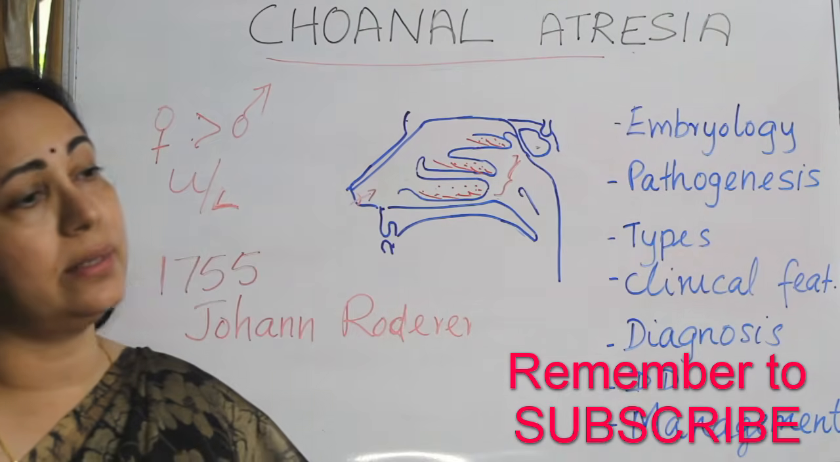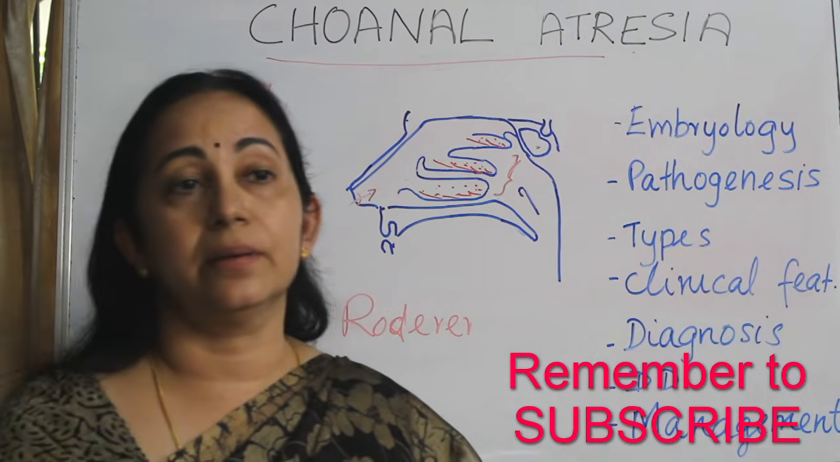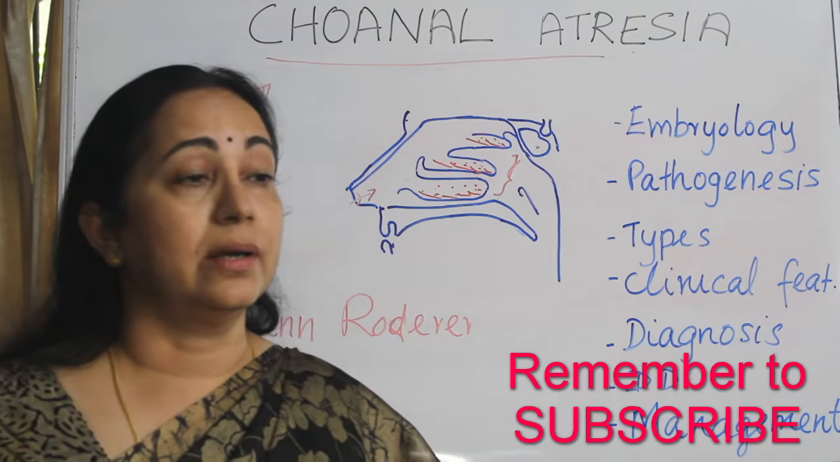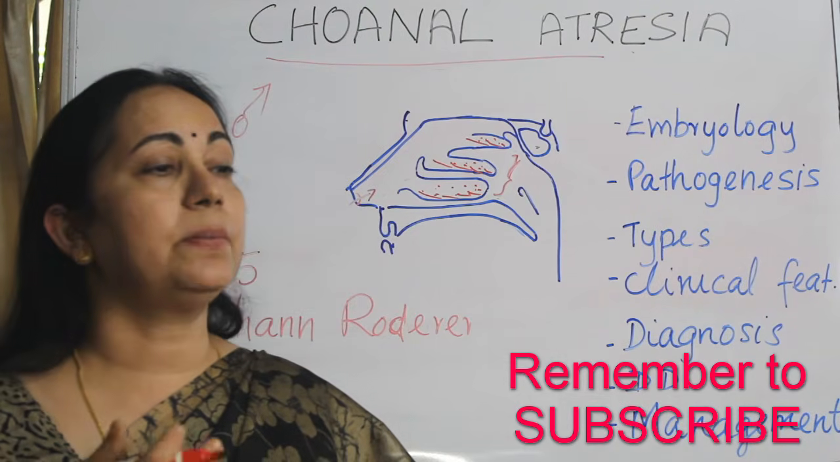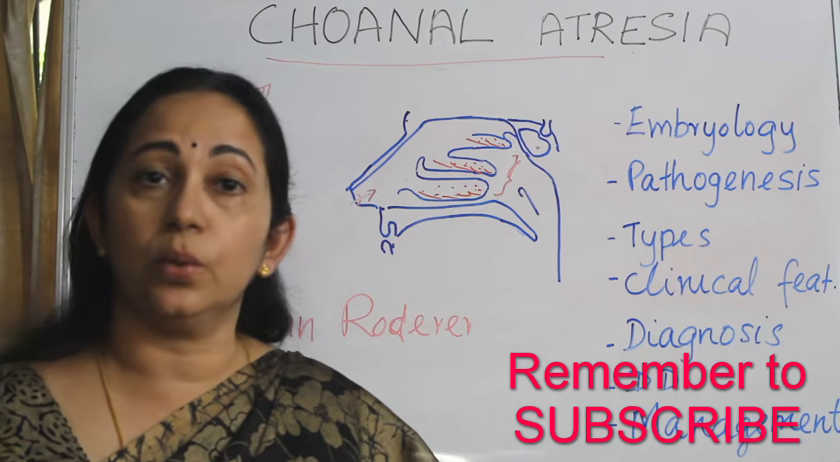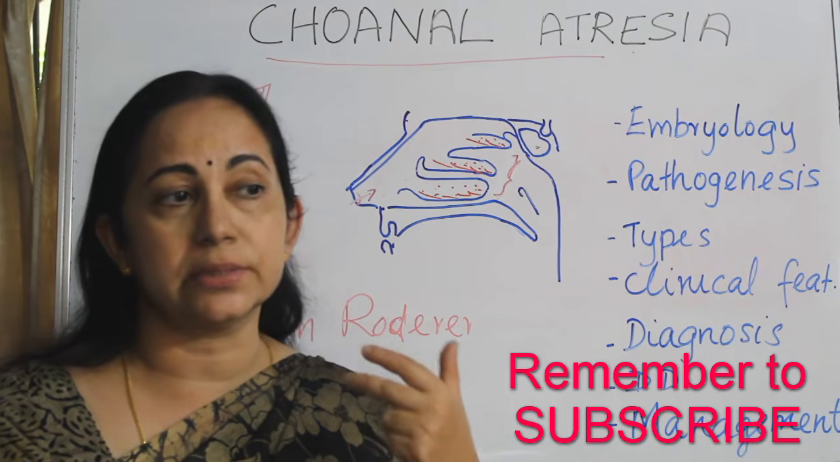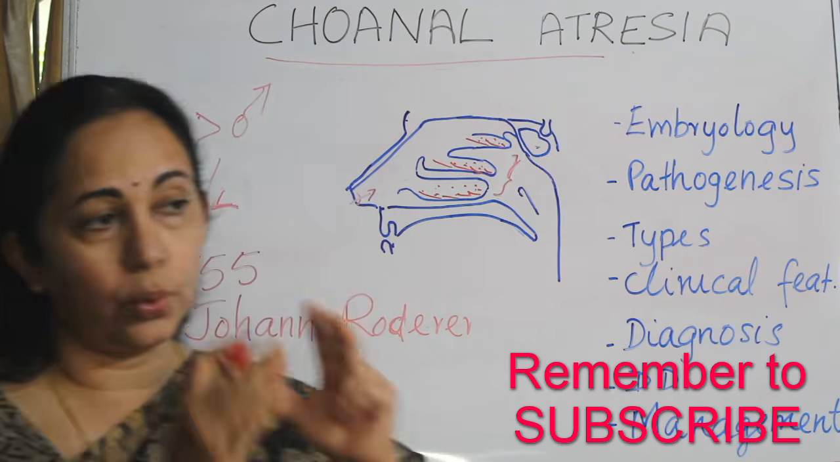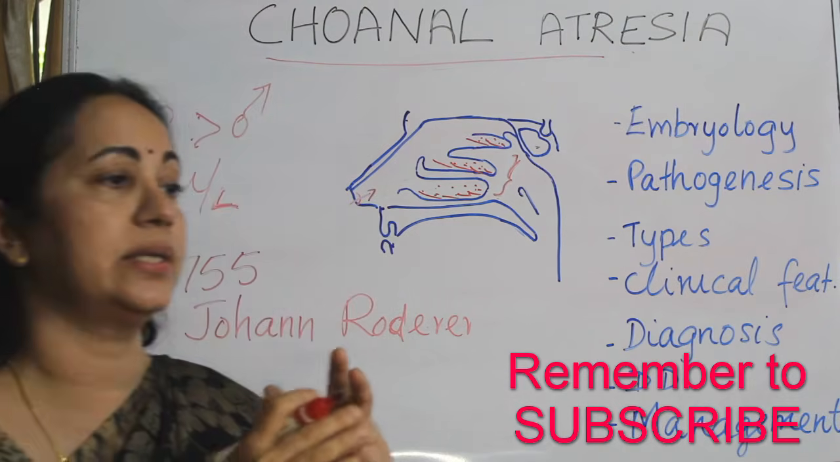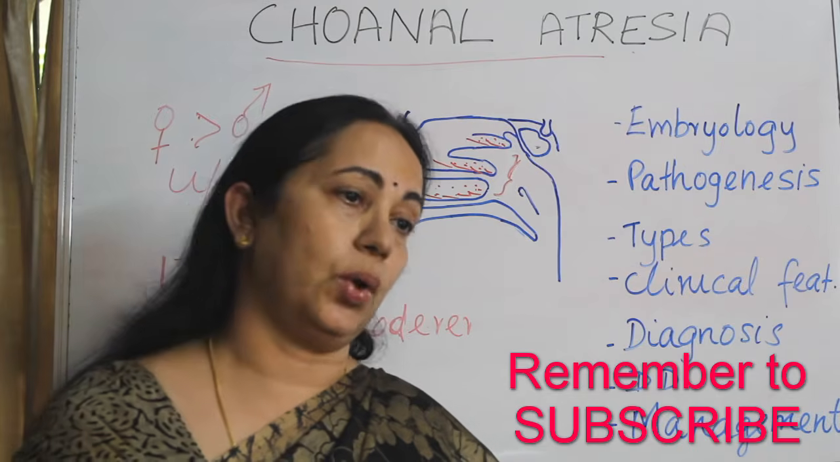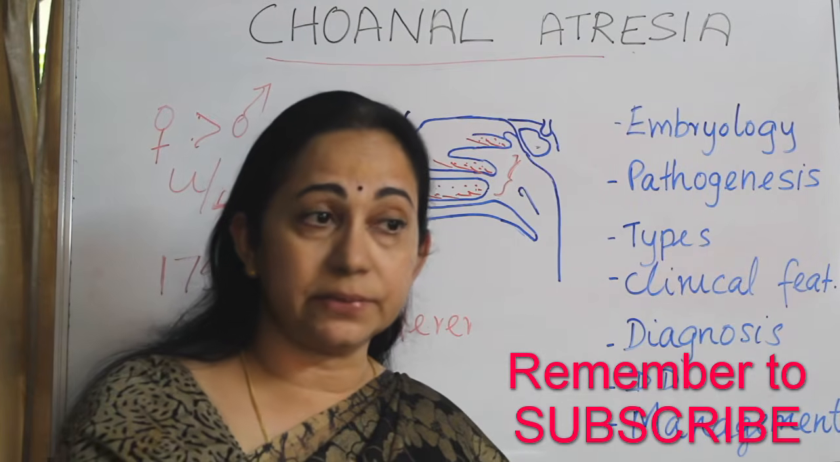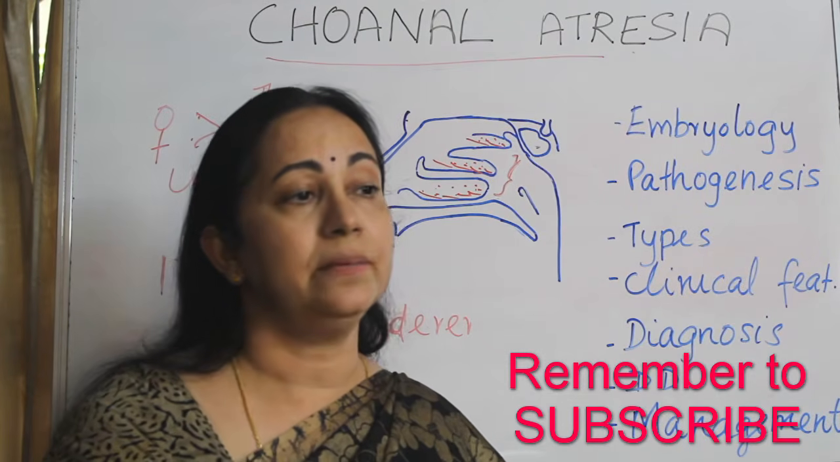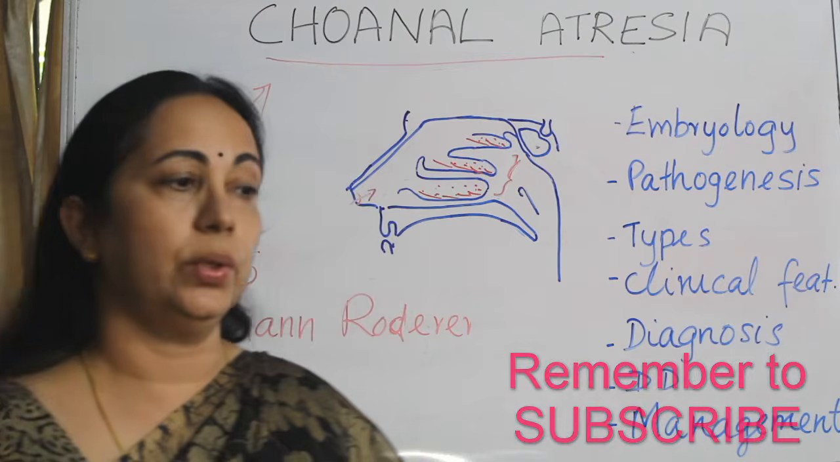But unilateral choanal atresia can present as nasal discharge, and it will be diagnosed at an older age because the child can breathe through the other nose, which is normal. Okay, only one side has choanal atresia and the other choana will be normal. So there is a chance of missing it early, and the diagnosis will be in the older age.